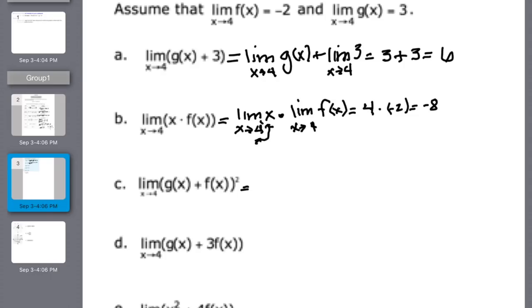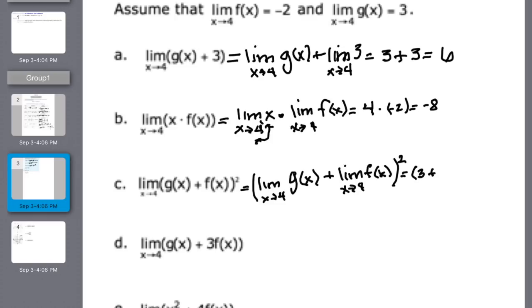C, the limit as x approaches 4. I know that one of the rules says that I can first split up my limit. That's that sum and difference rule. And then, of course, the power rule says I can square them second. So we know the limit of g(x) is 3. We know the limit of f(x) is -2. And therefore, we can add those together. We get 1. 1 squared happens to be 1. So our overall limit is 1.